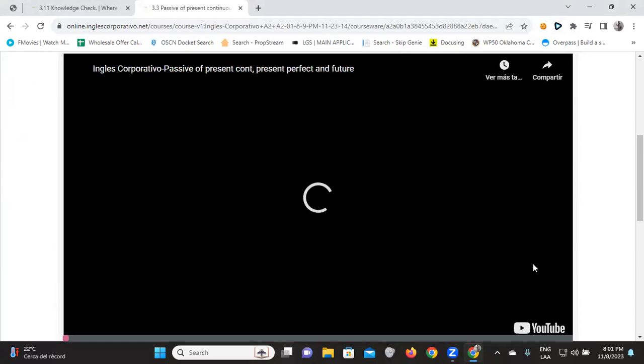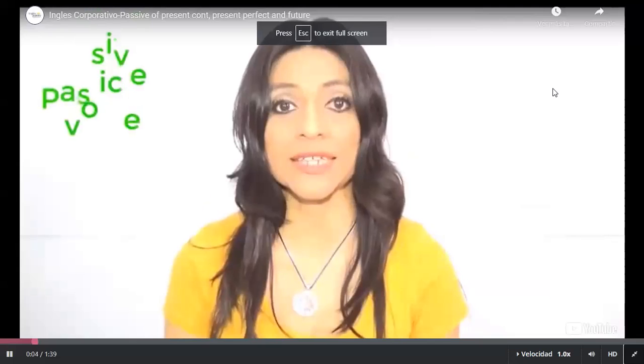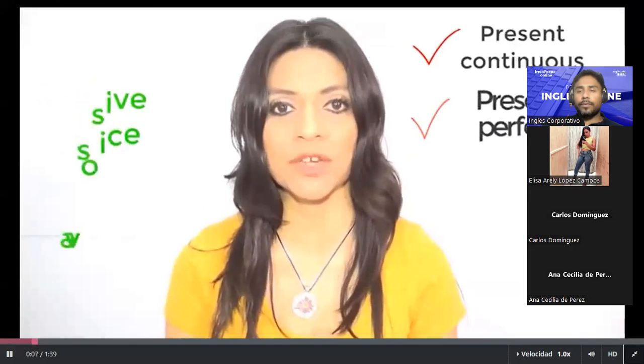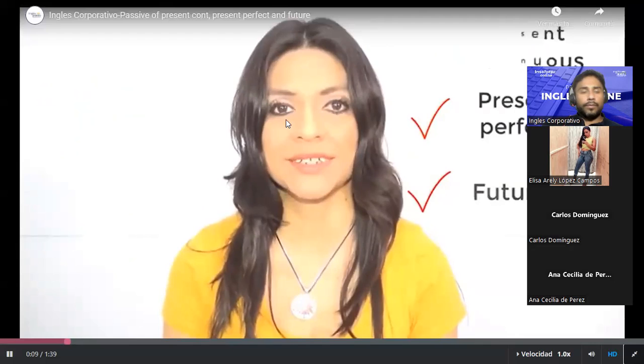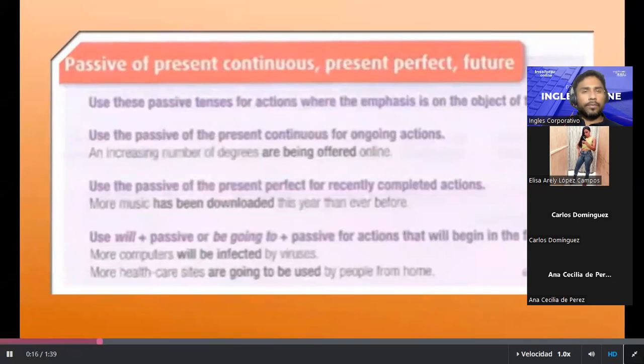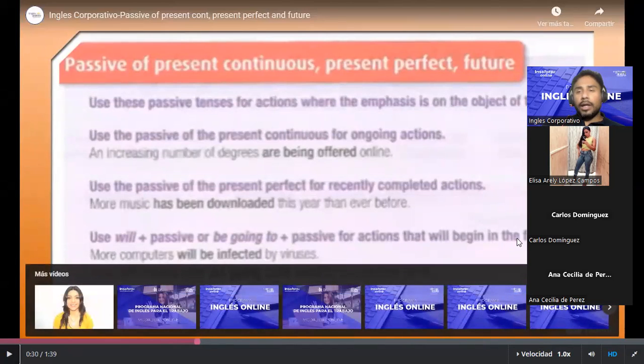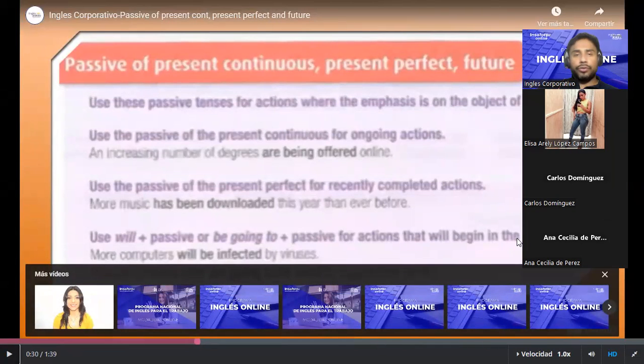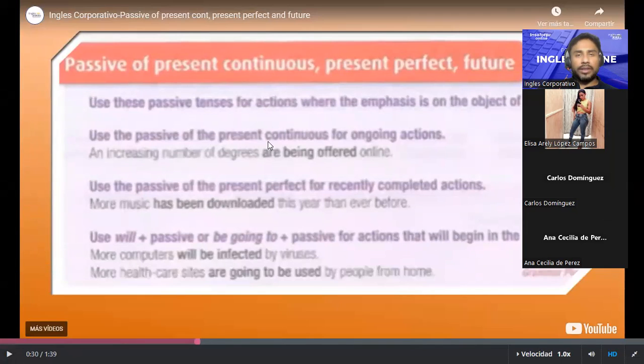Hi, in English we tend to use passive voice a lot. Stay and learn how to use it in present continuous, present perfect, and future. Passive of present continuous, present perfect, future. Use these passive tenses for action where the emphasis is on the object of the action. Use the passive of the present continuous for ongoing actions. An increasing number of degrees are being offered online.